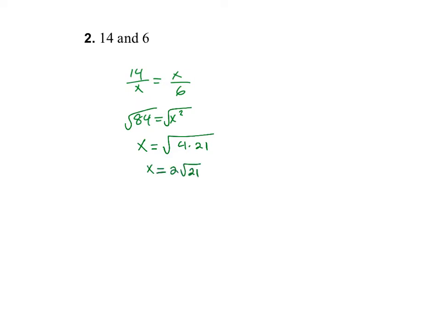Okay, the next one, again, 14 divided by x equals x divided by 6. So I'm going to cross multiply. So 84 equals x squared. The square root on both sides. So x equals the square root of 84. I can split it up as 4 times 21, so x equals 2 square root of 21.